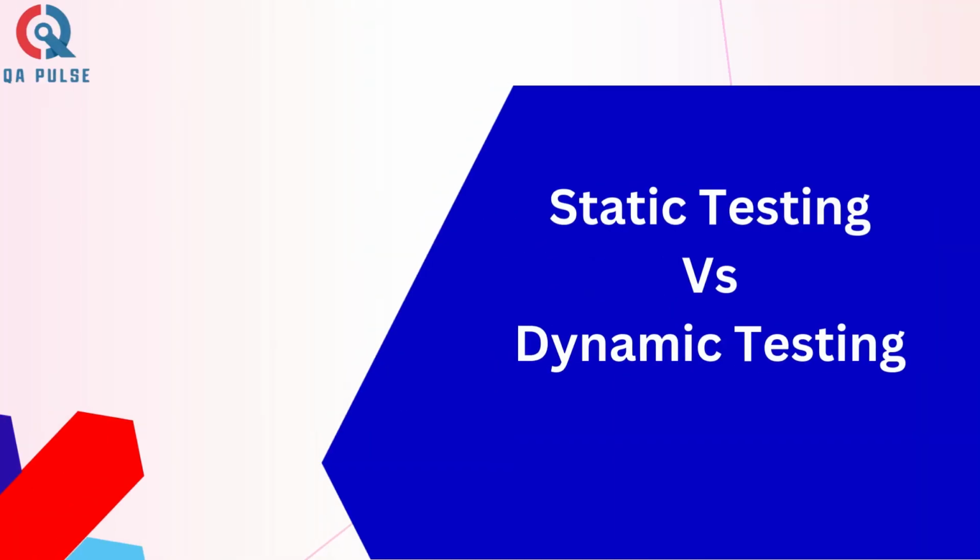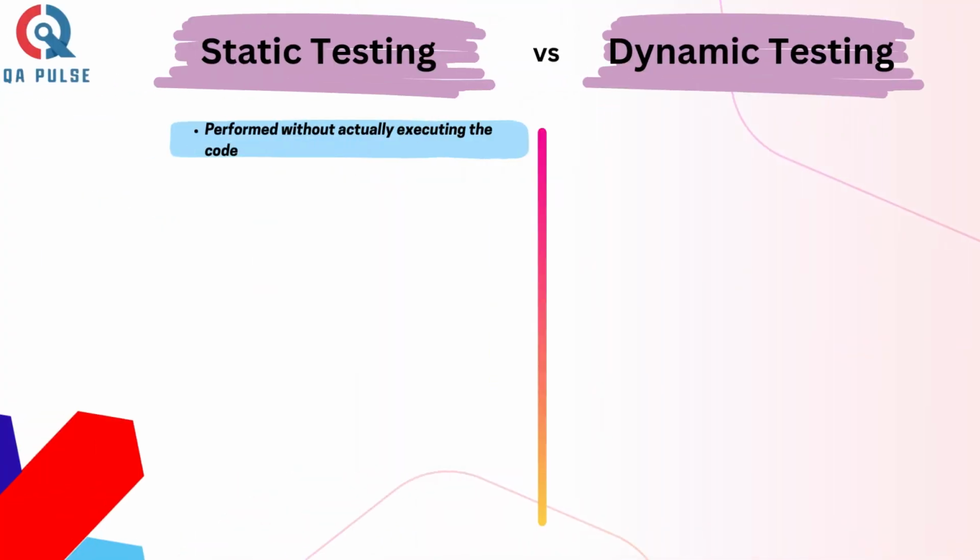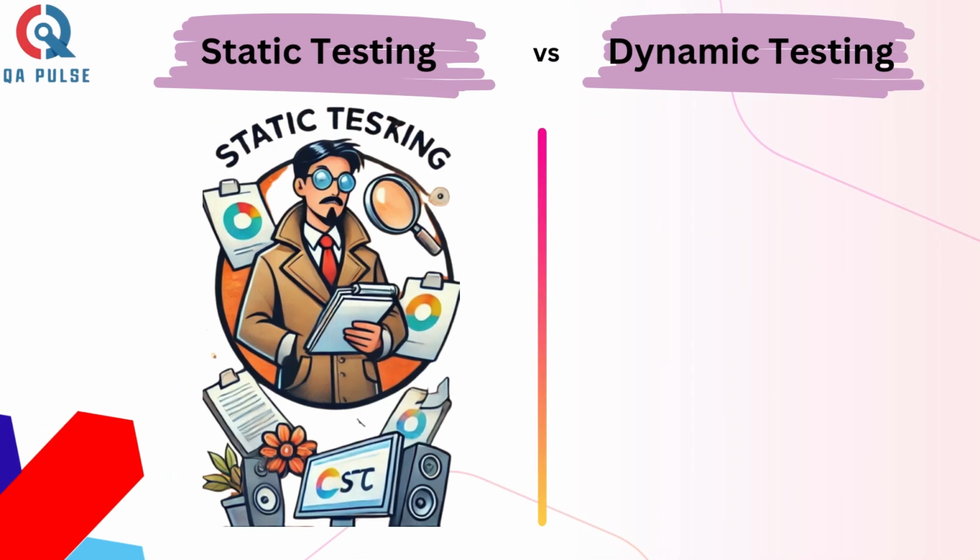Today I am going to tell you about the difference between static testing and dynamic testing. So let's start. The basic definition of static testing is that it is performed to check the defects in software without actually executing the code. And it is like a detective who loves catching issues before they become bugs.